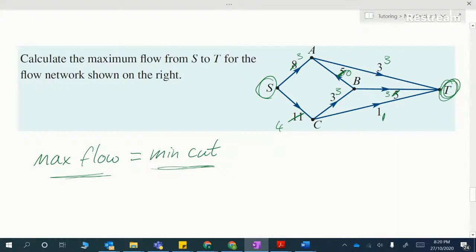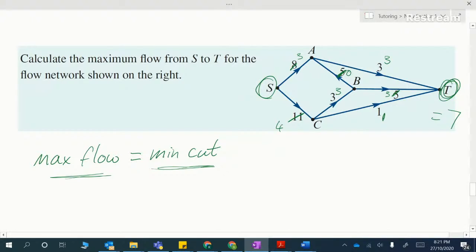So you can see by the time I get to the sink, which is T, I'm actually only sending 7 litres of water down the end. 3 plus 3 plus 1. Okay. So that is my max flow. The maximum amount of flow that I can send through this network is 7. Okay.